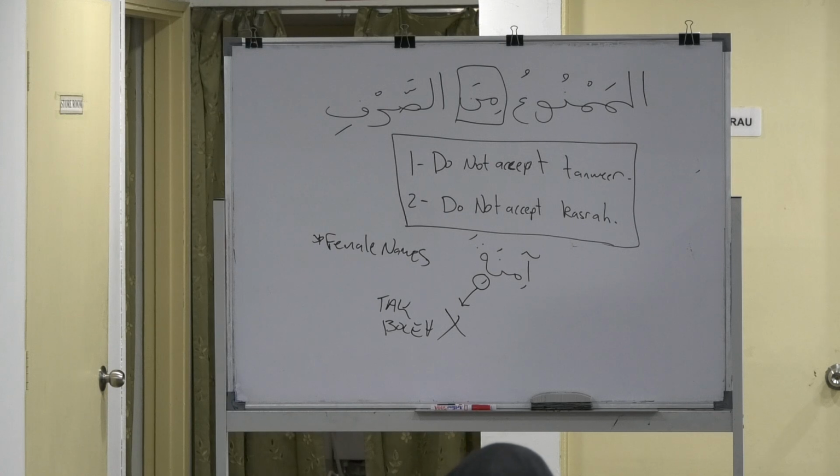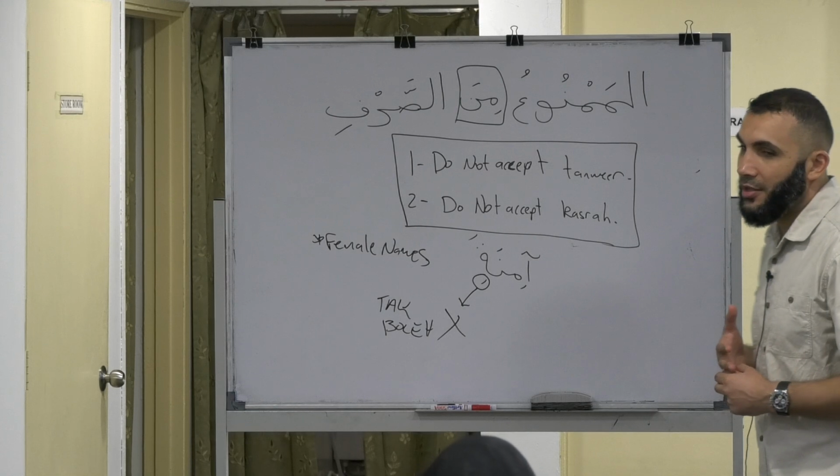Take the female names, Ukhti Shima. Aminatu, Zainabu, Fatimatu, Maryamu, Aishatu, Khadijatu, Safiyatu, Ruqayyatu. But with the male names: Hamidun, Muhammadun, Khalidun, and so on.